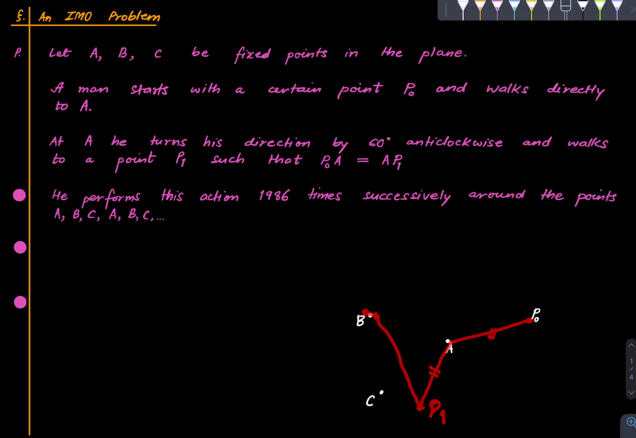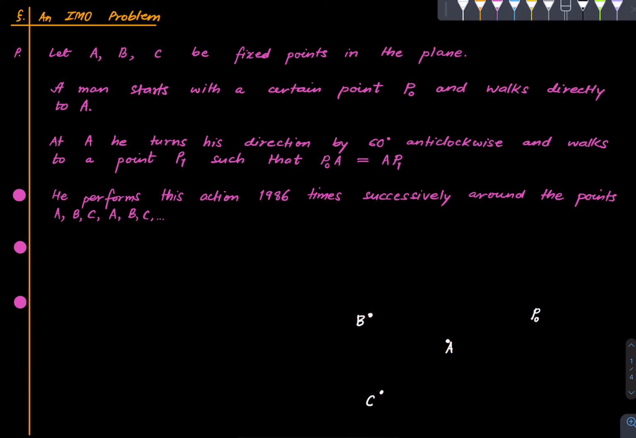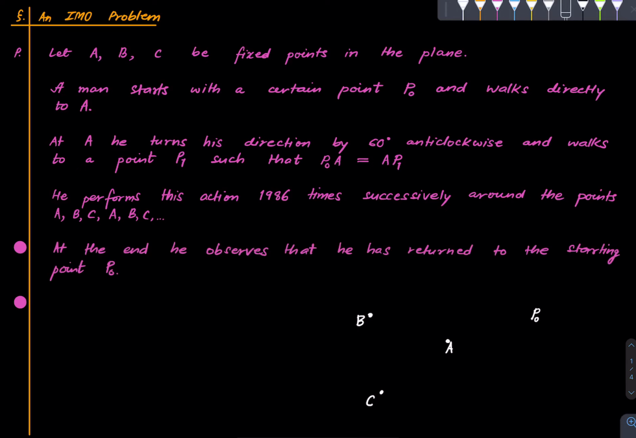So once more, he starts at a point P0, walks towards A, changes his direction by 60 degrees anti-clockwise, and reaches a point P1 such that P0A is P1A. Then he does the same thing with B, reaches a point P2 such that P2B is P1B. Then he does that with C. Then again with A. Then with B. Then with C again, and so this way he will do this 1986 times. First time A, second time B, third time C, then A, then B, then C. So he does this 1986 times successively, and he discovers that at the end of these 1986 steps, he reaches back to his starting point P0.